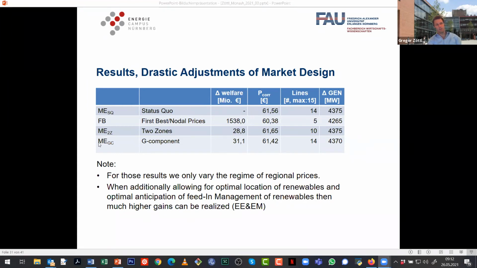And for the G component, those clever capacity-based network fees, which should induce investors to locate at proper locations, they somehow don't do the job, apparently because plants are located in the proper locations, but they're not running anyhow at the spot market because they're still not winning the bids in the spot market, apparently. So this is also not helpful. Those halfway towards some nodal prices regime do not look super promising here.